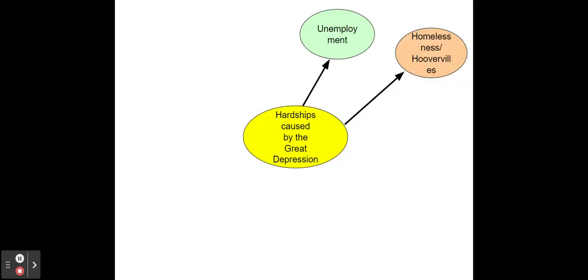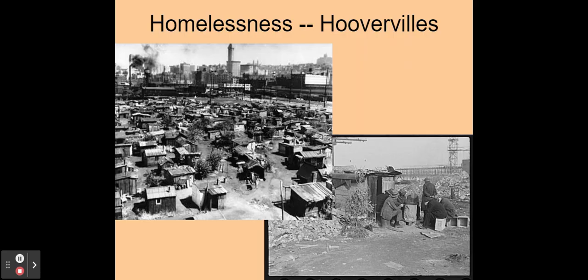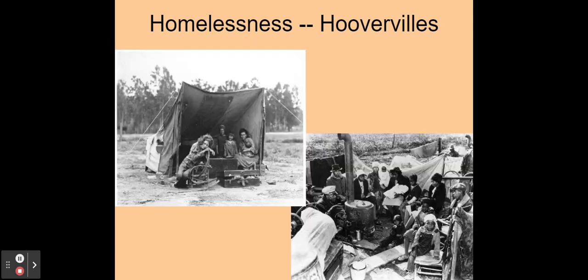Number two, homelessness and those Hoovervilles, okay? And here's our picture, these shanty towns, these shacks. As people don't have money, they can't afford rent. They can't afford their mortgages, their houses get foreclosed, and they have to put up little shacks. And we talked about the fact that President Hoover, who was president at the beginning of the Depression, gets the blame for it because he doesn't take it as seriously. So these groupings of shacks are known as Hoovervilles because of President Hoover, who was president at the beginning of the Great Depression. And there's some more pictures of the Hoovervilles right there.